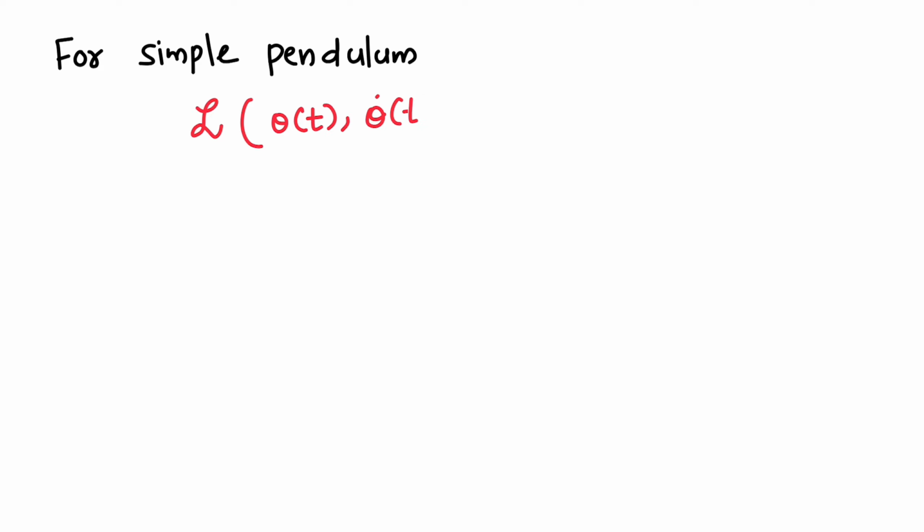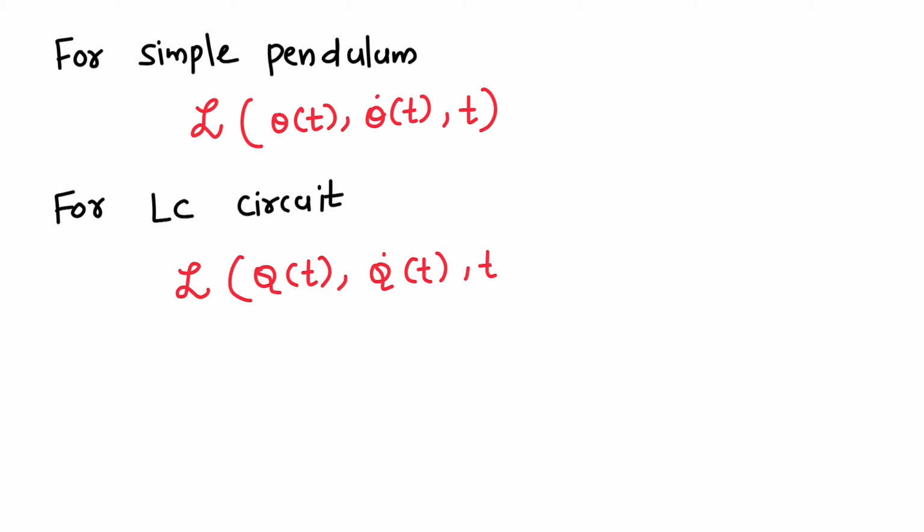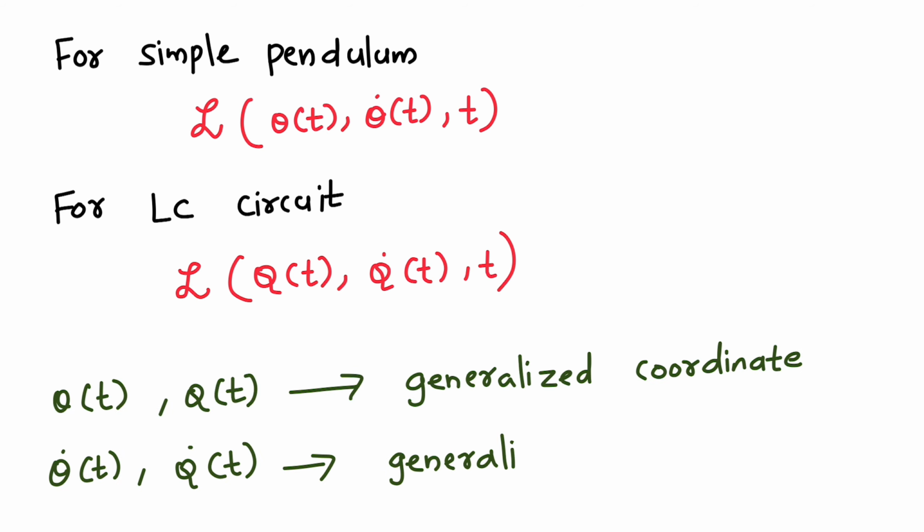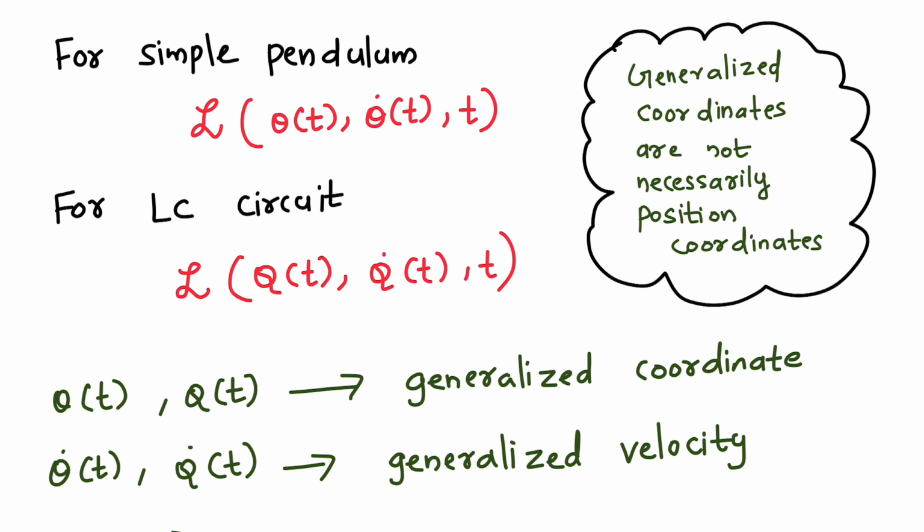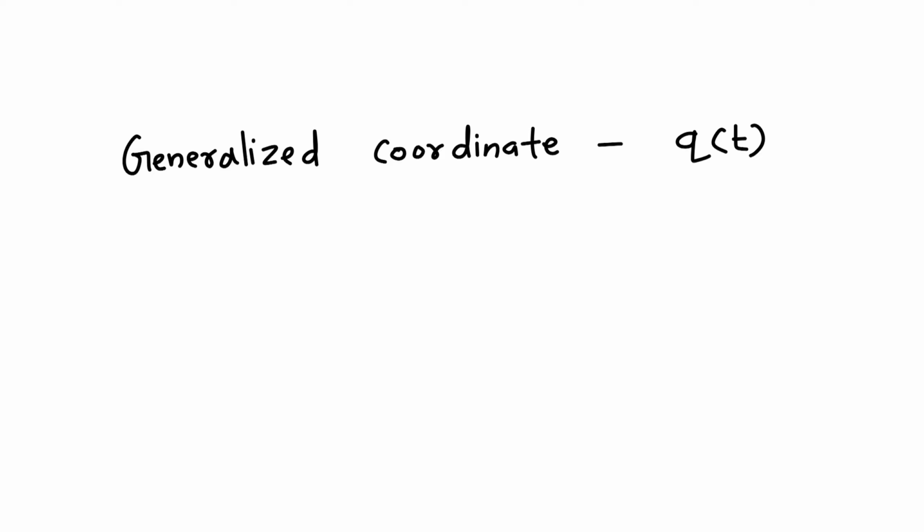For the simple pendulum, the Lagrangian is a function of the angular displacement theta, its time derivative theta dot, and time. In the case of the LC circuit, it depends on the charge Q, its time derivative Q dot, and time. These quantities theta and Q are called generalized coordinates, while their time derivatives theta dot and Q dot are called generalized velocities. Thus, we can say that a Lagrangian is a function of the system's generalized coordinate, generalized velocity, and time.